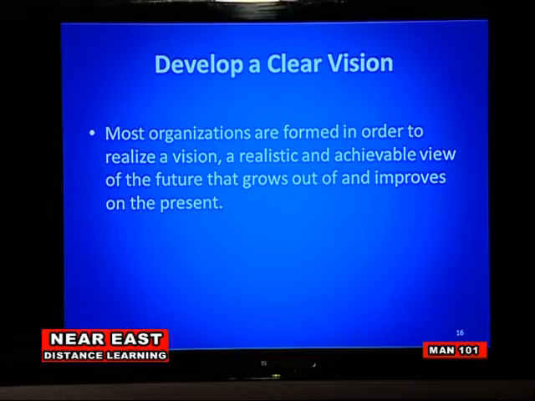Now, develop a clear vision. Most organizations are formed in order to realize a vision, a realistic and achievable view of the future that grows out of and improves on the present.